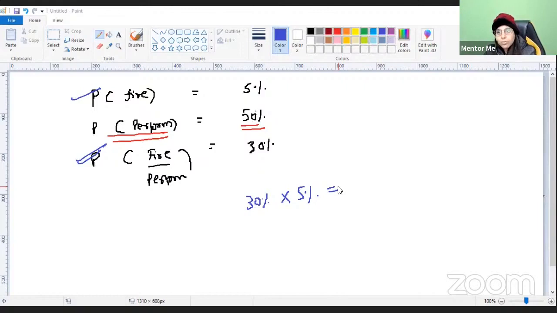That's how we calculate joint probabilities, by multiplying the two things. That's what we've been doing so far. Conditional probability: the 30% given here is the probability of fire given you performed well. Yeah, joint probability.